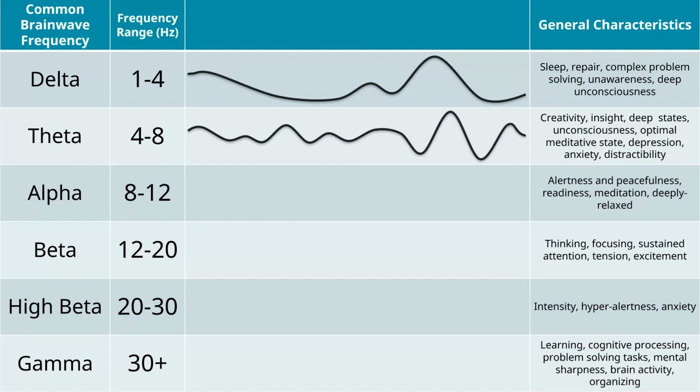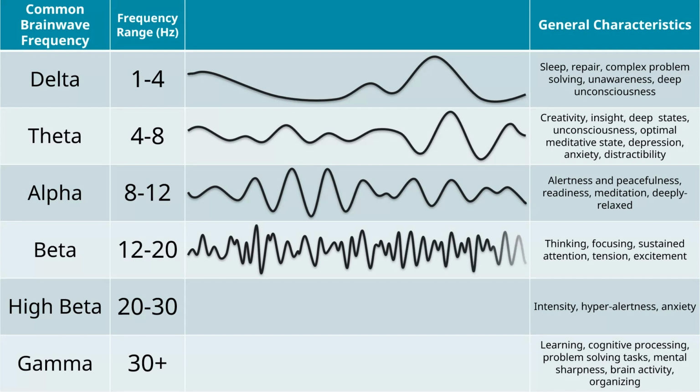Next, we have theta waves. These can be associated with creativity, insight, and deep states, as well as unconsciousness. They also can be a sign of drowsiness, daydreaming, kind of a lack of activity in that part of the brain. Next, we have alpha. This has to do with alertness and peacefulness. This is kind of like the conductor keeping your brain on track at a specific rhythm.